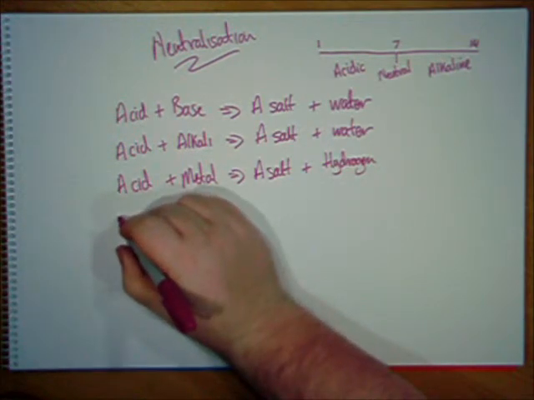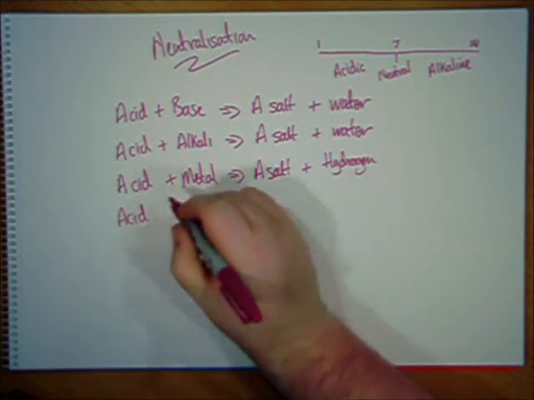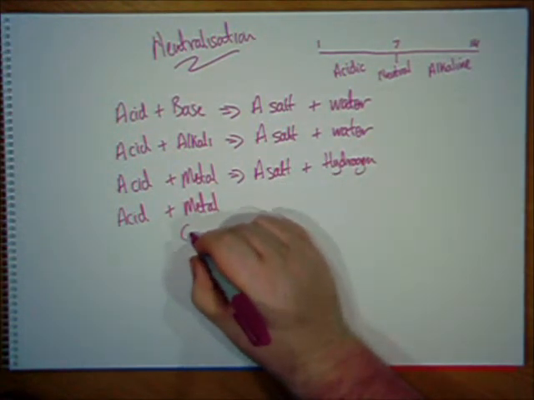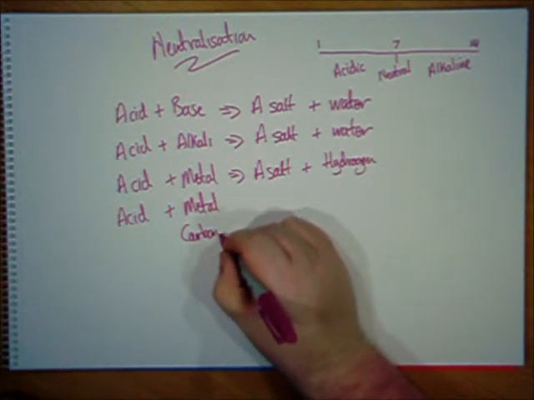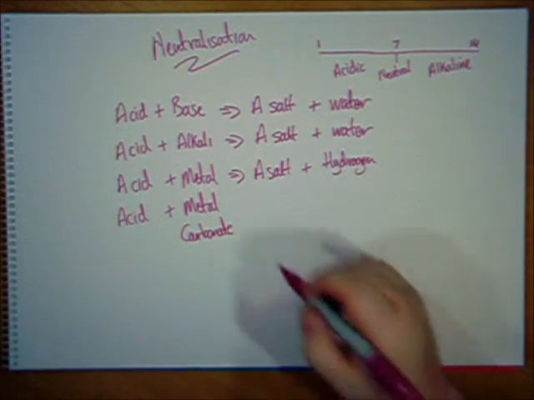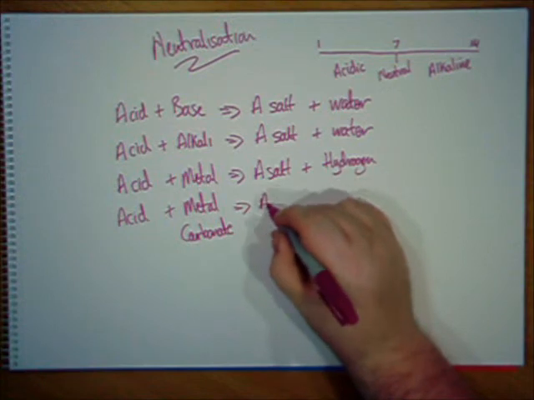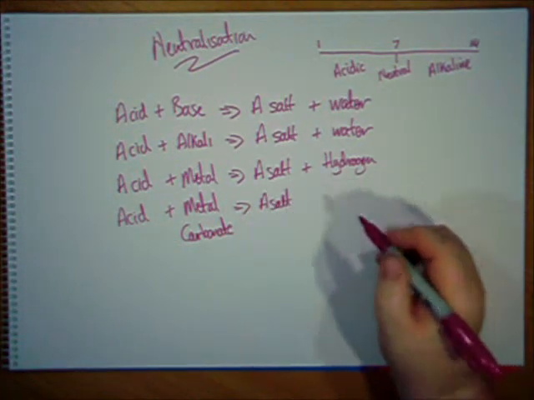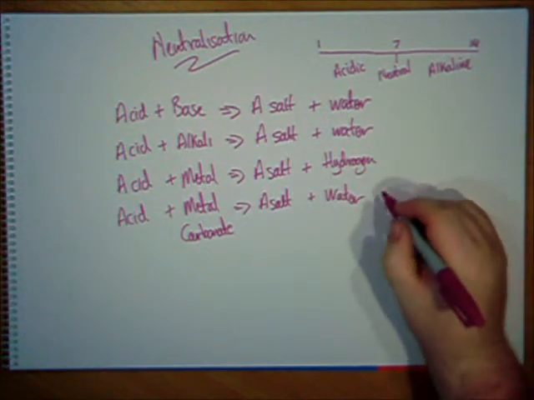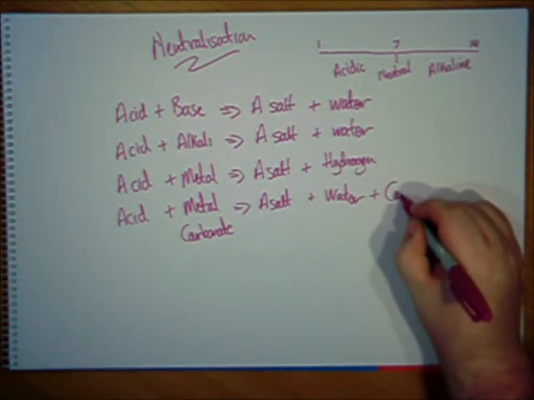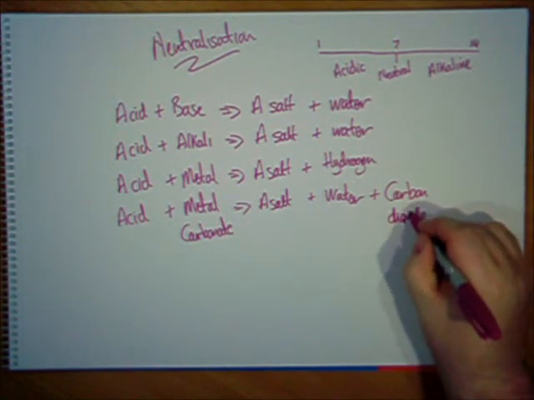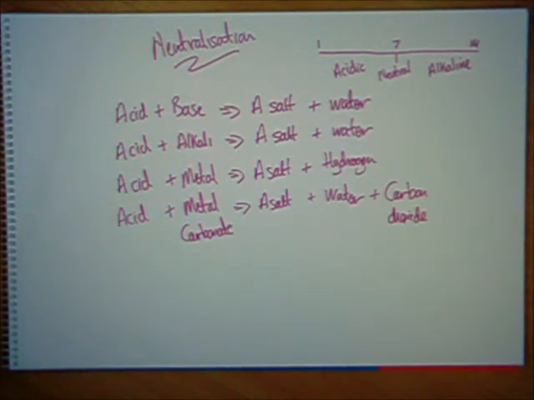And if you take an acid plus a metal carbonate, like calcium carbonate, copper carbonate, then you get a salt, you get water, and you get carbon dioxide, again given off as a gas.